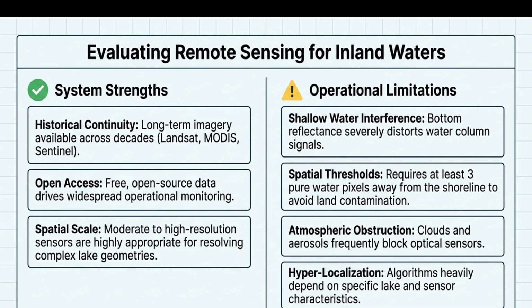And satellite imagery is free and open source data. We can easily get all of the satellite data freely: Landsat, Sentinel, MODIS. And we can easily do widespread operational monitoring. And for spatial scale, it is moderate to high resolution.